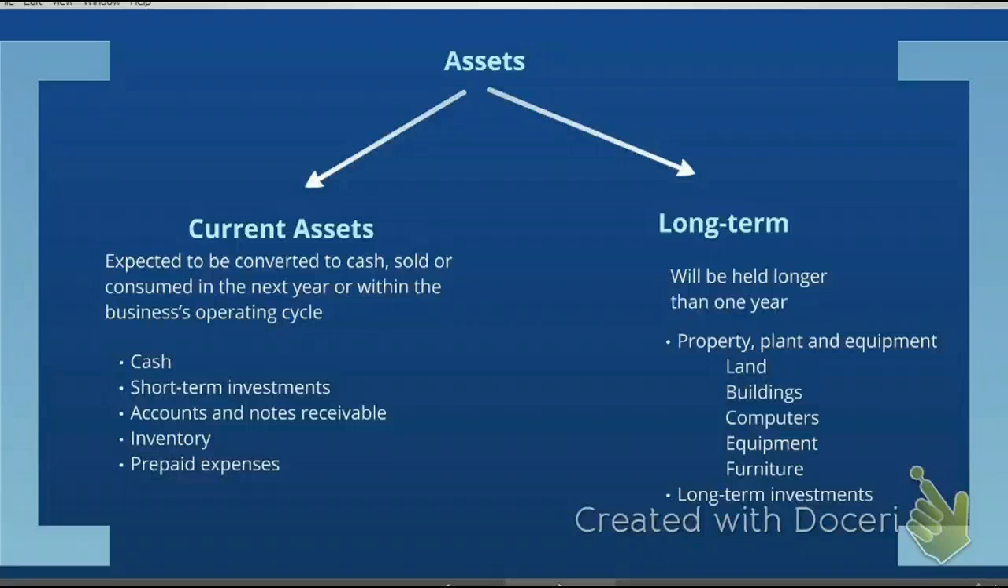We talked about inventory before. Inventory is a current asset. Inventory represents the amount of inventory being held by a company. So JCPenney, Walmart, all those companies will have inventory. Prepaid expenses. Prepaid expenses is a current asset.